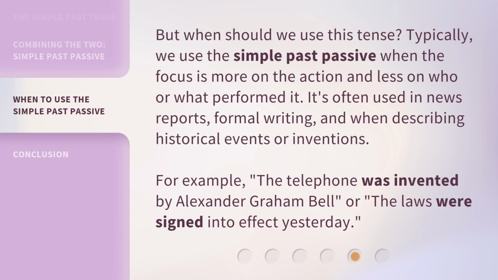But when should we use this tense? Typically, we use the simple past passive when the focus is more on the action and less on who or what performed it. It's often used in news reports, formal writing, and when describing historical events or inventions. For example, the telephone was invented by Alexander Graham Bell, or the laws were signed into effect yesterday.